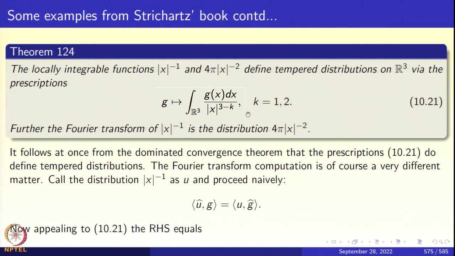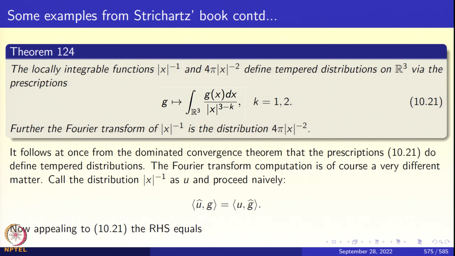If you want, you can directly prove that they are continuous. If gn converges to g in the Schwarz class, the corresponding integrals converge. First part is very clear. Now we turn to the second part of the theorem, how to find the Fourier transform of 1 upon mod x. The Fourier transform computation is a very different matter. Call this distribution 1 upon mod x as u, and we proceed as usual.